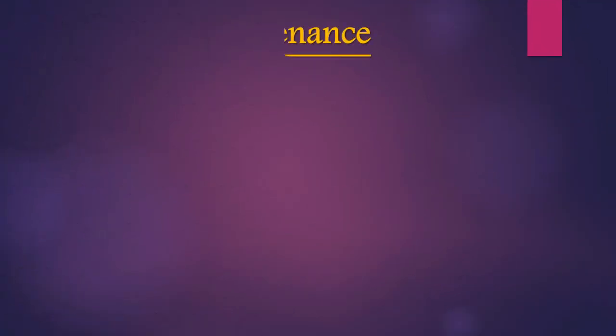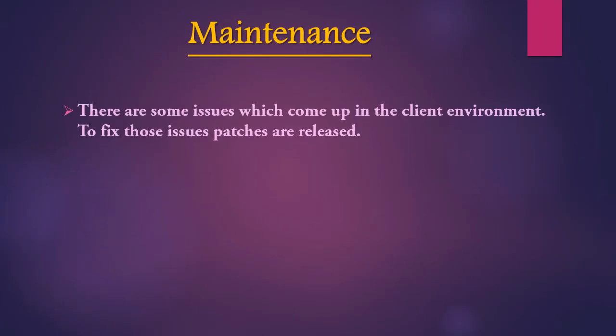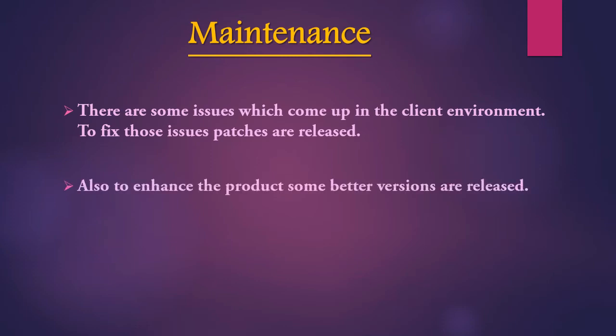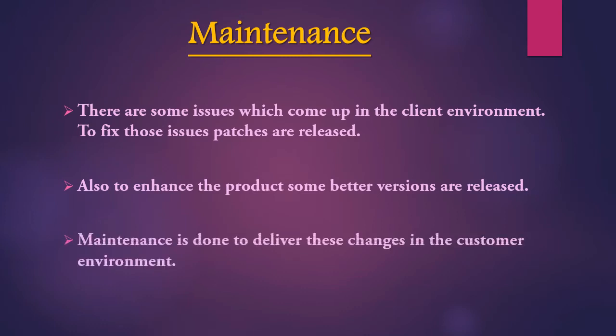The seventh phase of the waterfall model is the maintenance phase. There are some issues which come up in the client environment. To fix those issues, patches are released. Sometimes some defects may be found on the client side after the software is released, so we need to fix those defects. Also, to enhance the product, some better versions are released. After fixing defects, we release new versions of the software. Maintenance is done to deliver these changes in the customer environment.